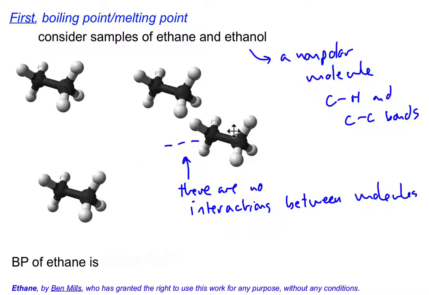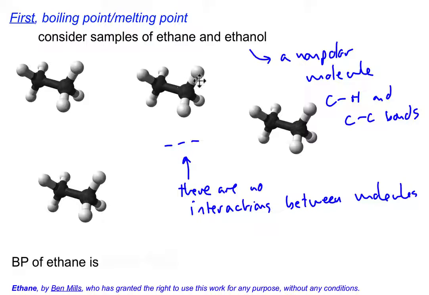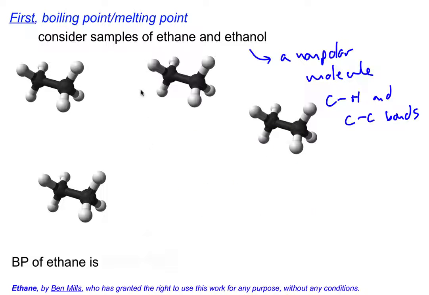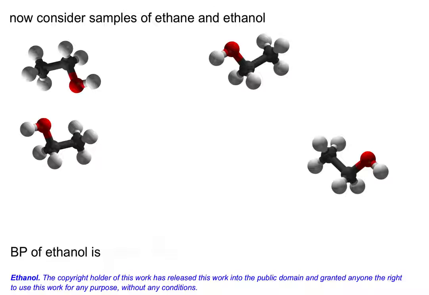So they will spread out maximally, basically, and this is why they're a gas at room temperature. So there are no forces of attraction, and therefore a gas at room temperature. So not surprisingly, it has a very low boiling point. It is a gas at minus 88 degrees Celsius.